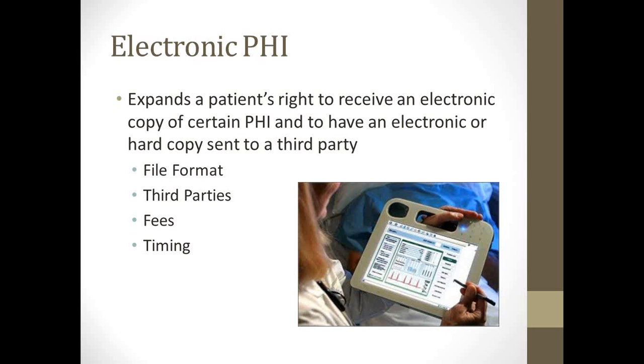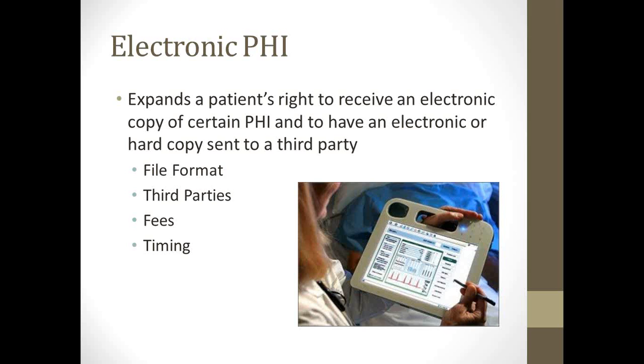agreement with an individual. The Omnibus rule establishes that if electronic protected health information is not readily producible in the requested format, the covered entity must provide a copy of the PHI in another readable electronic form, like a PDF rather than a hard copy.